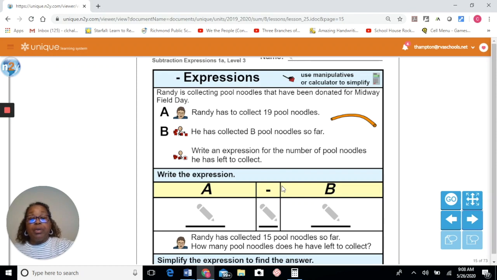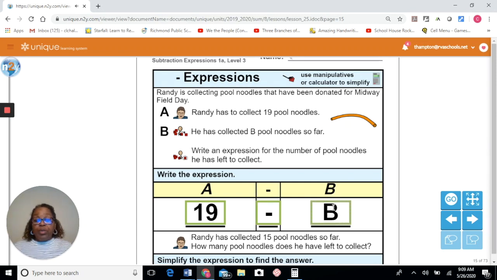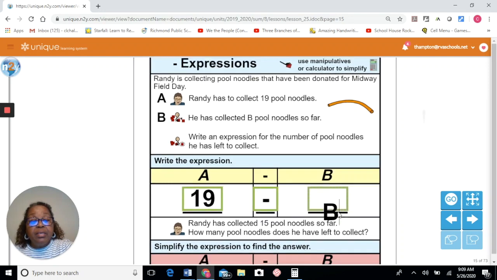So the expression A, we know what A is. A is 19. We're just replacing A with 19 because we know what that is, but we don't know what B is. Okay, we know that we're going to be using the operation of subtraction, but we don't know what B is yet, so we have to put the variable B in there. So our expression right now is 19 minus B. Let's see if we can figure out what B is.